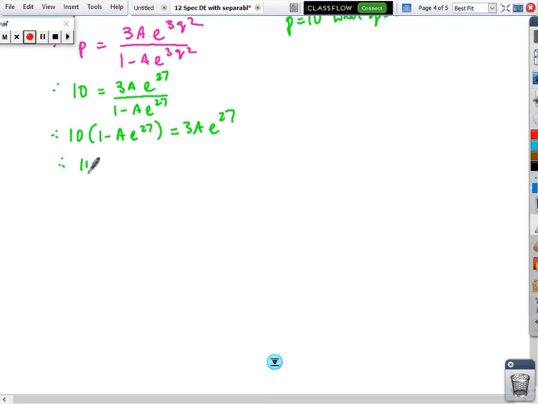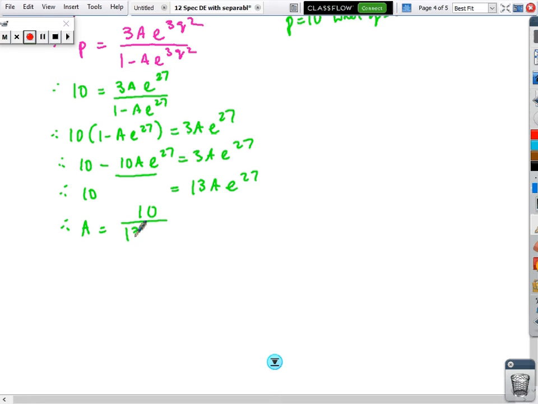Now we expand out. So 10 minus 10A e to the 27 equals 3A e to the 27. So 10 equals, that comes across, 13A e to the 27. So finally, A equals 10 divided by 13 e to the 27, and that's approximately 1.4458 times 10 to the minus 12.